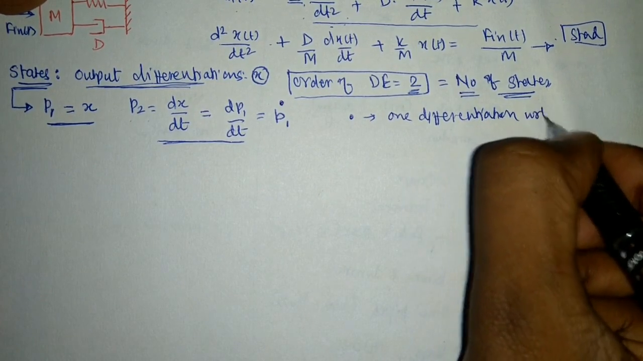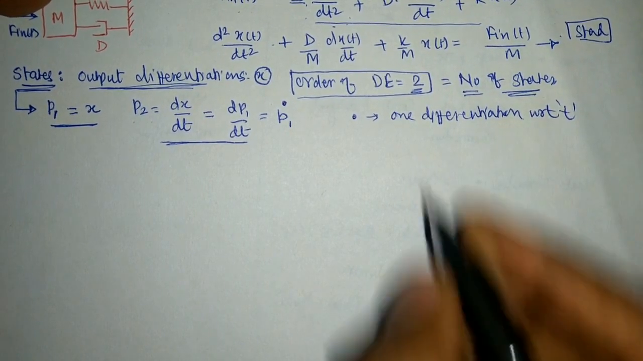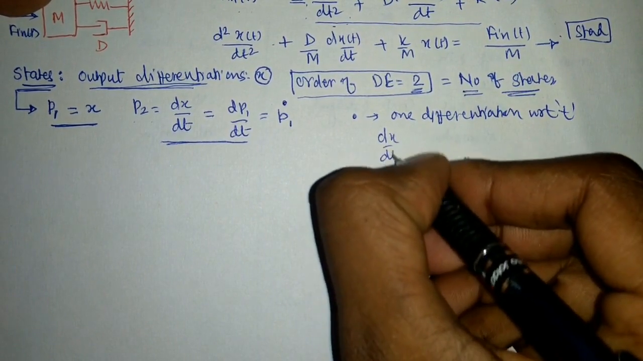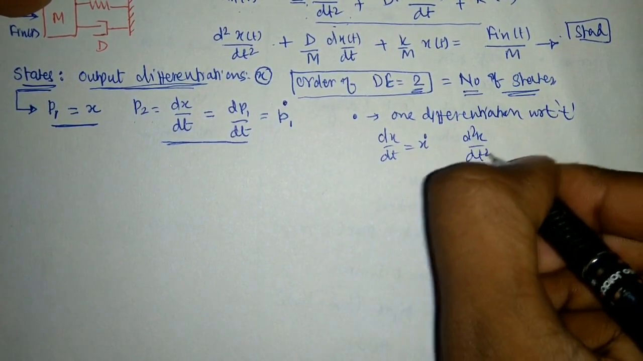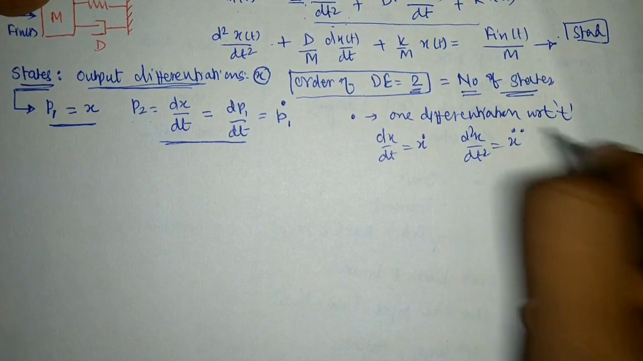Differentiation with respect to t. You already know these terms, right? So dx by dt I can write as x dot, and d square x by dt square I can write as x double dot, right? You already know these things.